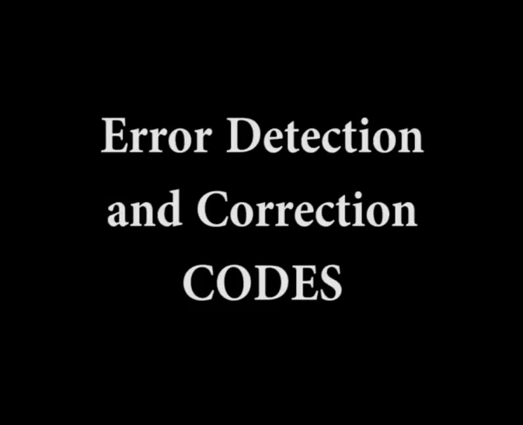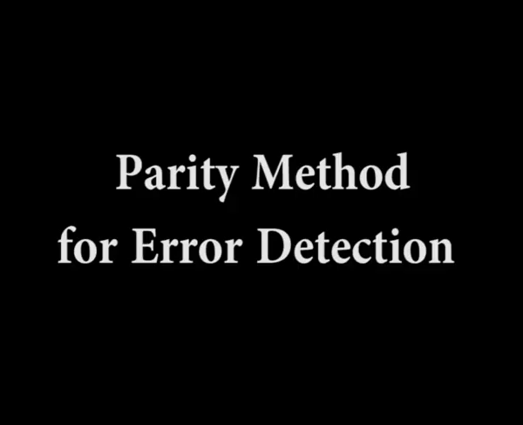Error detection and correction codes. In this section, two methods for adding bits to codes to either detect a single bit error or detect and correct a single bit error are discussed. The parity method of error detection is introduced and the Hamming method of single error detection and correction is covered. When a bit in a given code word is found to be in error, it can be corrected by simply inverting it.